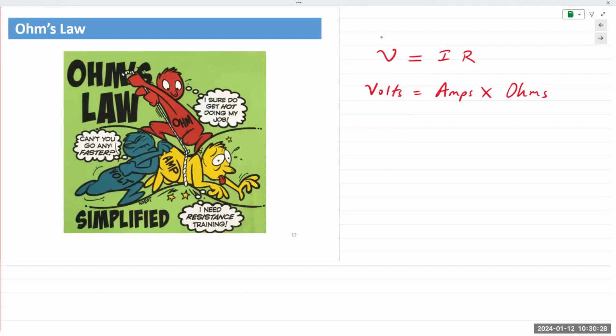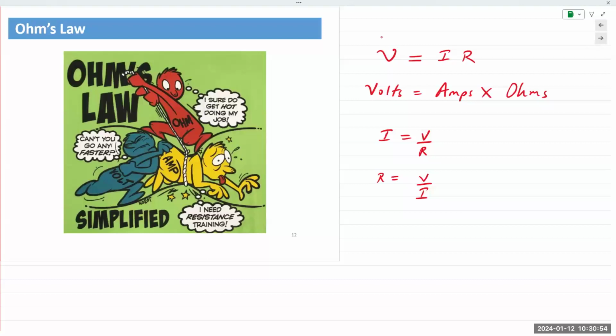Voltage is the product of the current and the resistance. V equals IR. If we have any two of these quantities in this equation, we can calculate the third one. The current can be determined if you have the voltage and the resistance, and the resistance can be determined if you have the voltage and the current. Okay, easy enough.